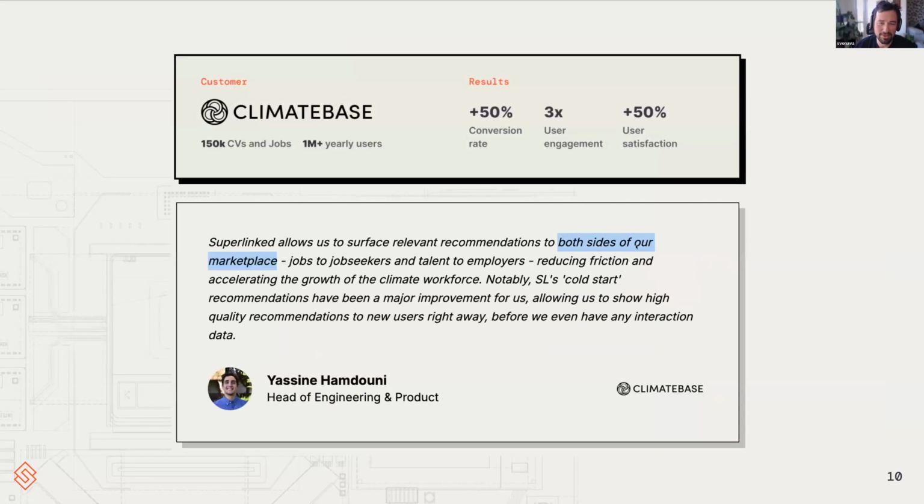Okay. And then, case study wise, just to motivate this, one of the things we published is with a jobs marketplace. They got a 50% lift in people applying for jobs. This replaced Algolia in this case. And what I want to call out is that Superlinked is not really a search system.